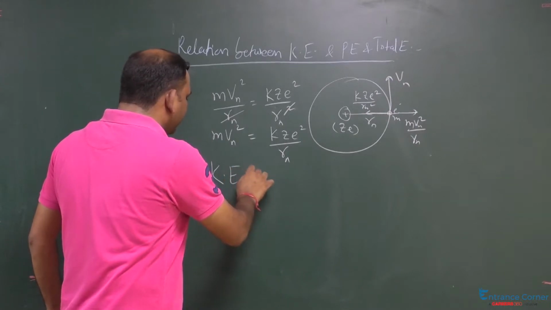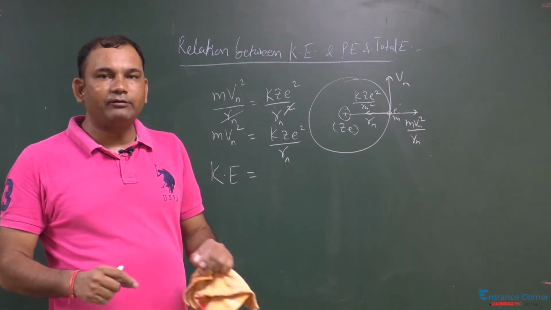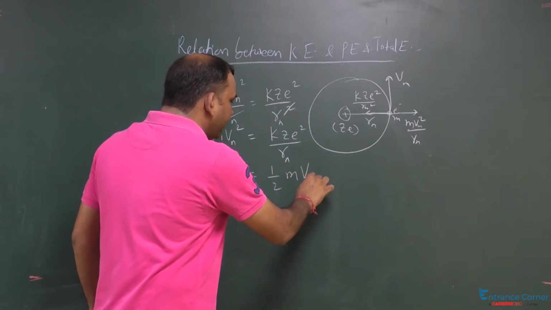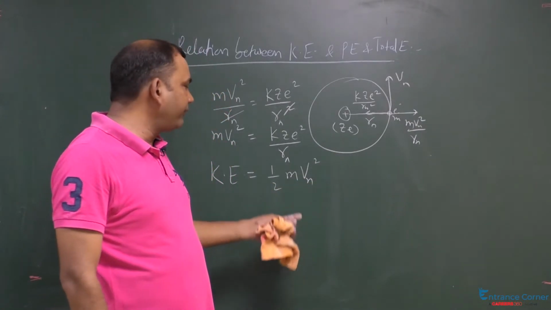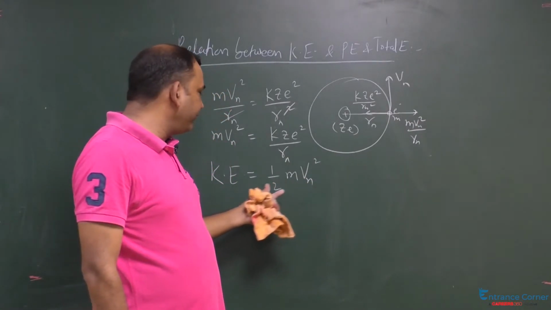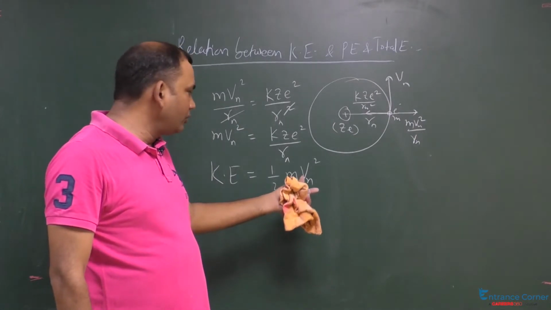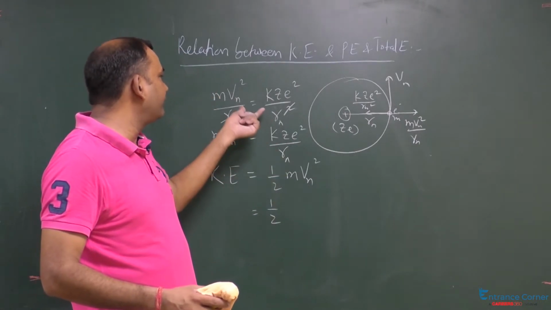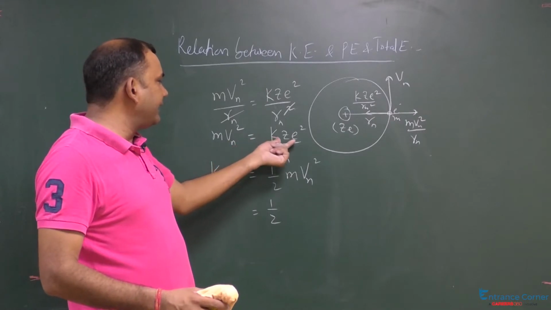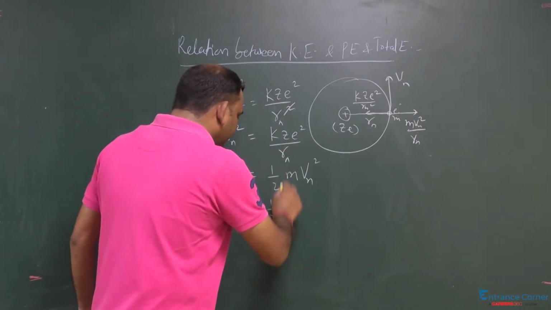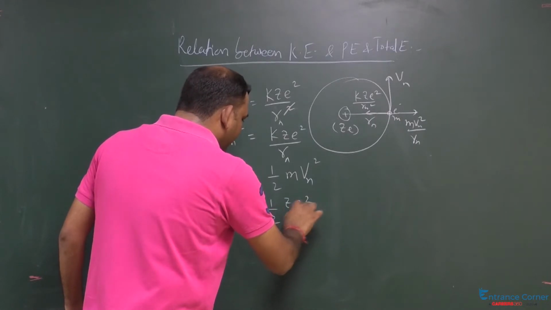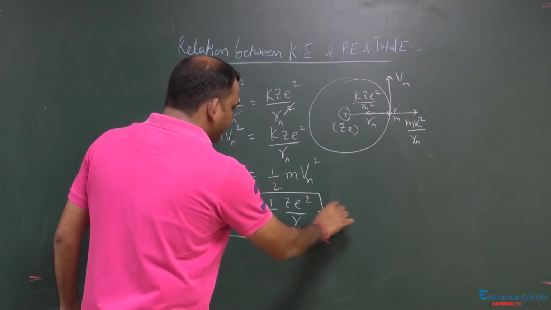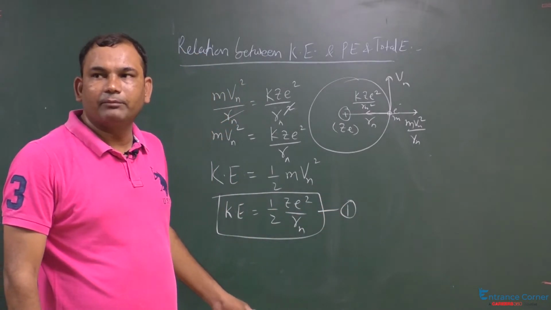Now, we talk about the kinetic energy. The kinetic energy of any particle which has speed v, we can write as half mv square, but we write Vn square because we are talking about the speed in the nth orbit. So, we write 1 by 2 m Vn square, that is equal to 1 by 2, put the value of mVn square from there, which is kZe square upon Rn. So, kinetic energy is kZe square by 2Rn. You can assign this equation number 1.